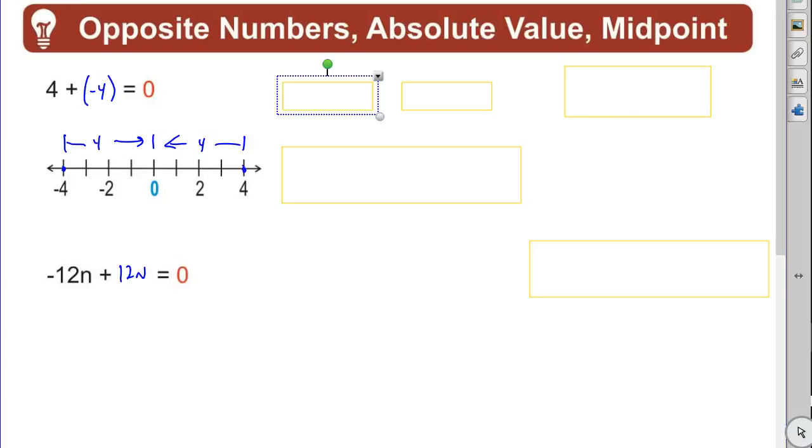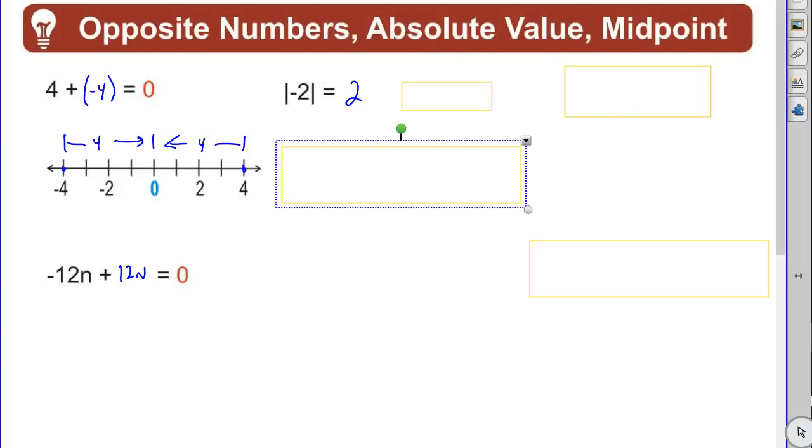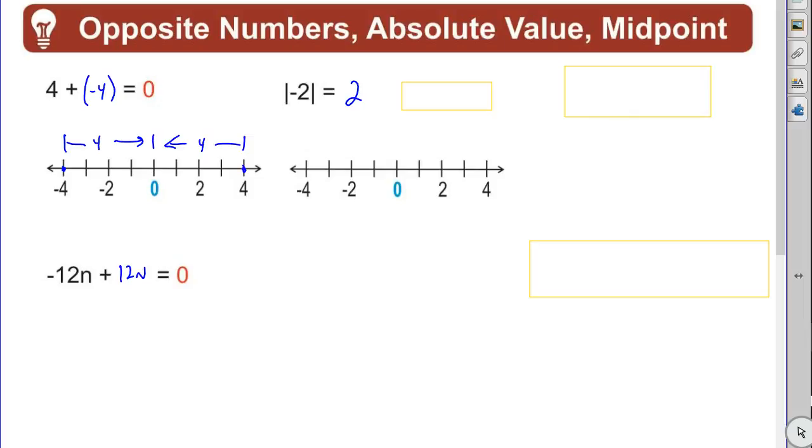How about absolute value? So with absolute value, you have to think of the distance a number is away from 0. So how far away from 0 is -2? It's 2 away. -2 is 2 away from 0 on a number line. So if I showed you that on a number line, -2 would be here. Oh, let me grab my pen. So -2 would be here. How far away is that from 0? 2 away, right? And therefore the absolute value is 2.